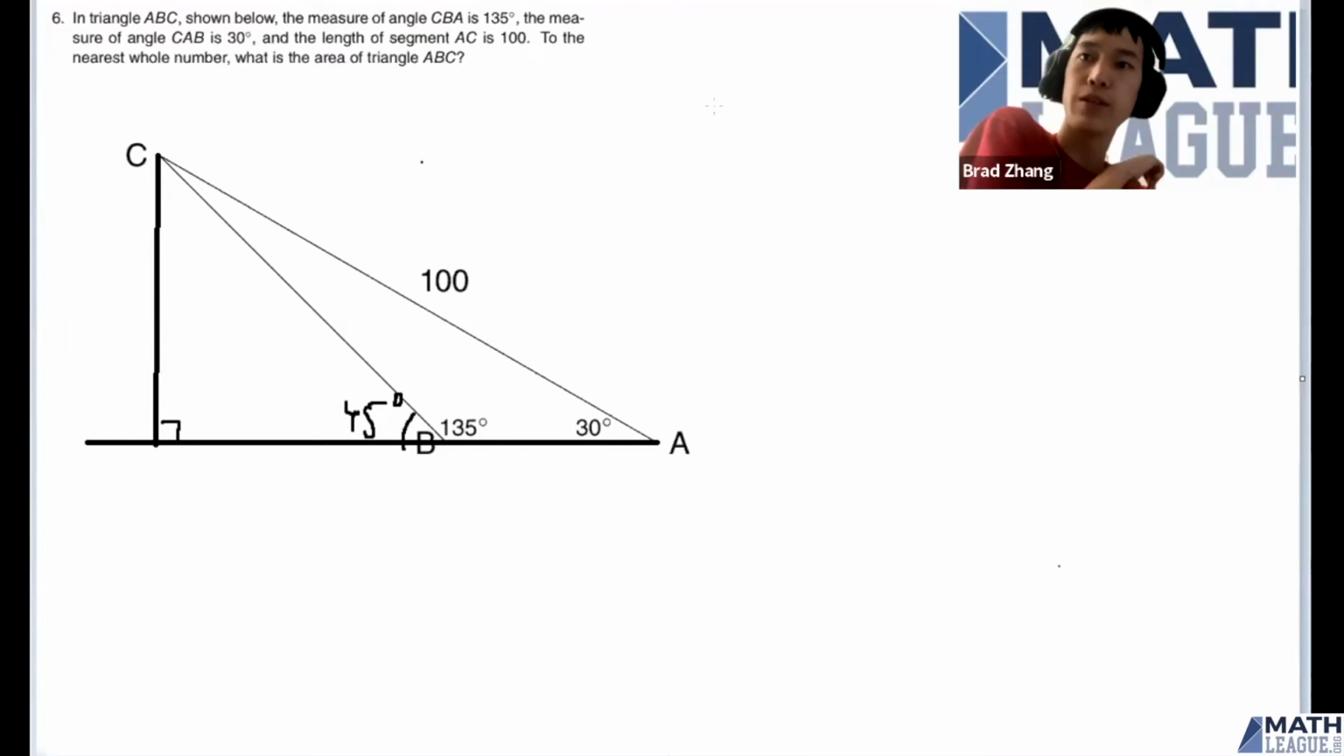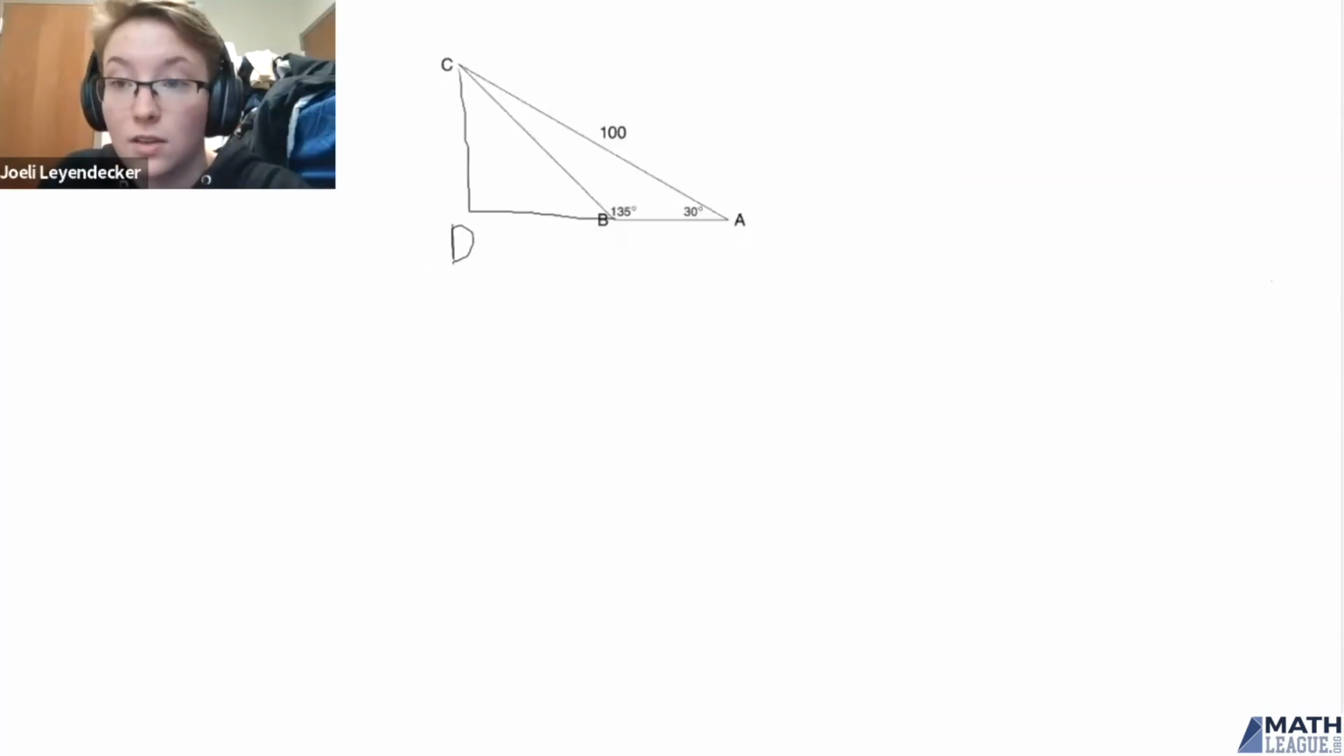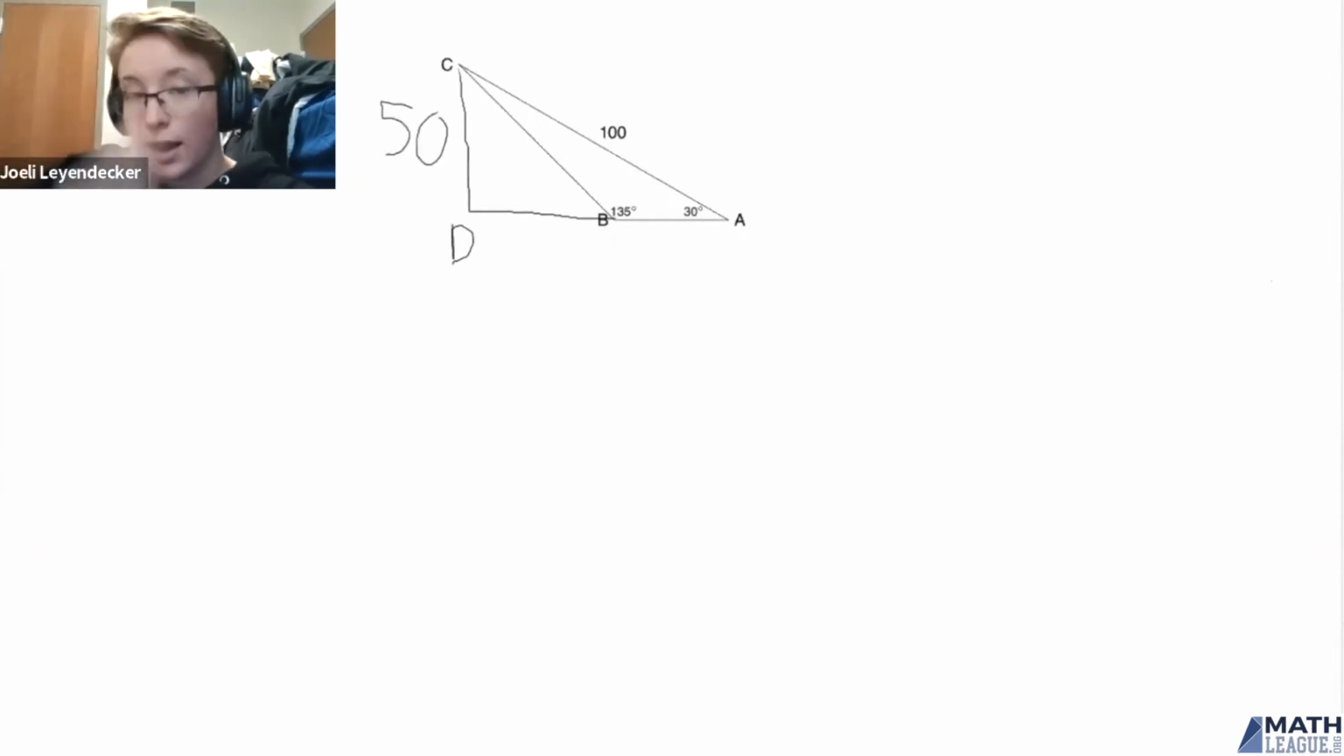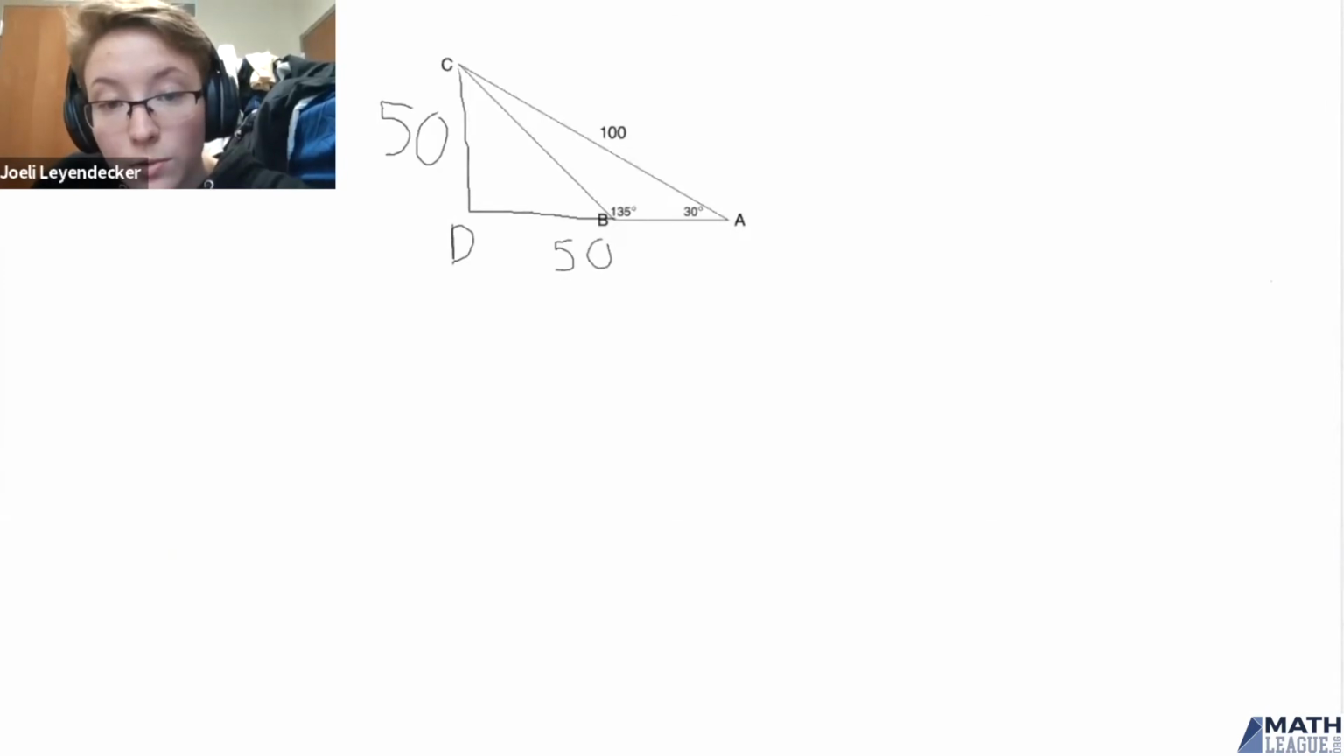So what can we say about that? You know your 30, 60, 90s. Since the hypotenuse is 100, the shorter leg, which is line CD, is going to be half the length of the hypotenuse. So the length of CD is 50. And the length of line AD is the length of line CD times the square root of 3, so AD is of length 50 root 3.